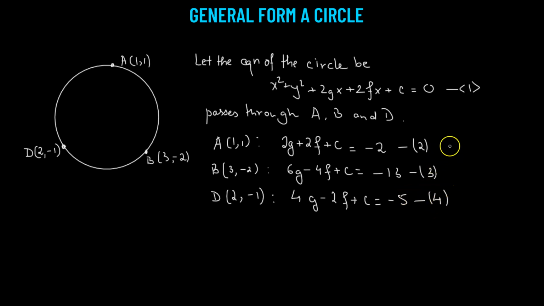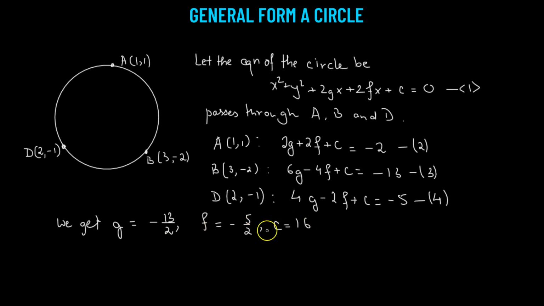Now we have 3 equations given by equations 2, 3 and 4, and they have 3 parameters g, f and c. So we have simultaneous linear equations. We can solve them to find the values. This is a very simple problem, leaving it as an exercise for you to try out. So I'm going to state the values of g, f and c here. We get the value of g as negative 13 over 2. The value of f comes out to be negative 5 over 2. And the value of c comes out to be 16.